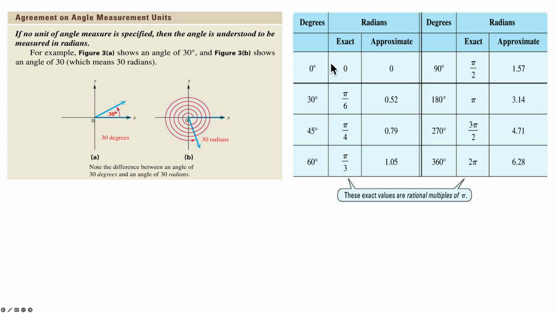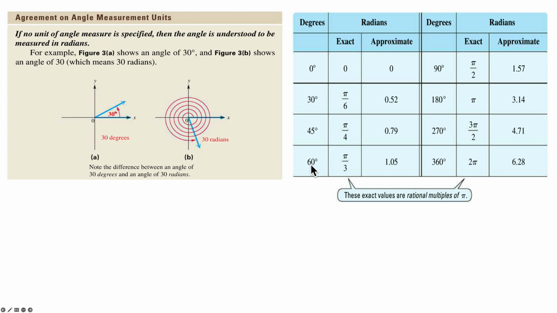So 0 degrees is 0. I'm not worried about the approximate value because you can always go to your calculator to find that. 30 degrees is pi over 6. That's because the 180 divided by 30 is 6. There's your denominator. 45 goes into 180 4 times, so that's pi over 4.